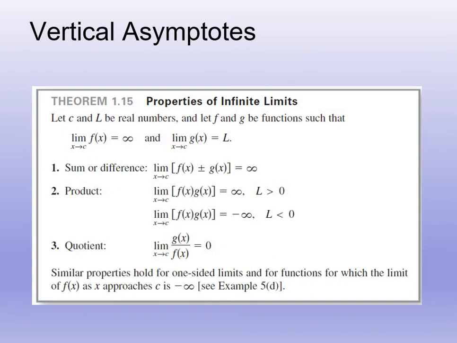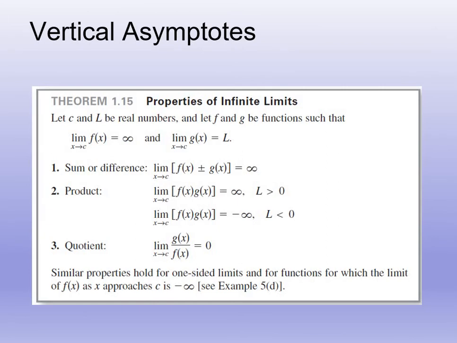Okay, so what are we really saying? Well, we're saying infinity plus L is infinity, infinity minus L is infinity. We're also saying that infinity times L is infinity, and negative infinity times L is negative infinity. And then we're saying what's happening with that third one, the quotient one: we have the limit over infinity. So when we get a really, really large denominator, we go to 0.